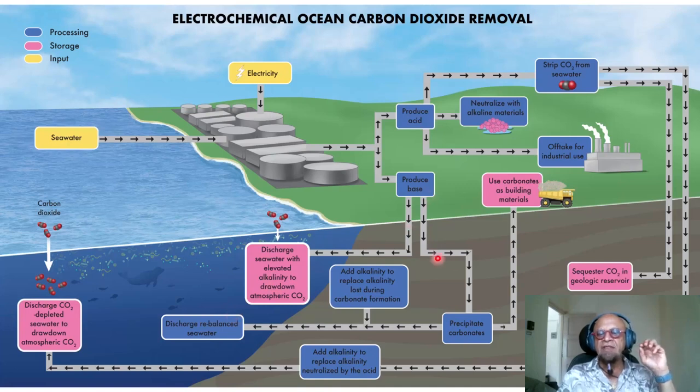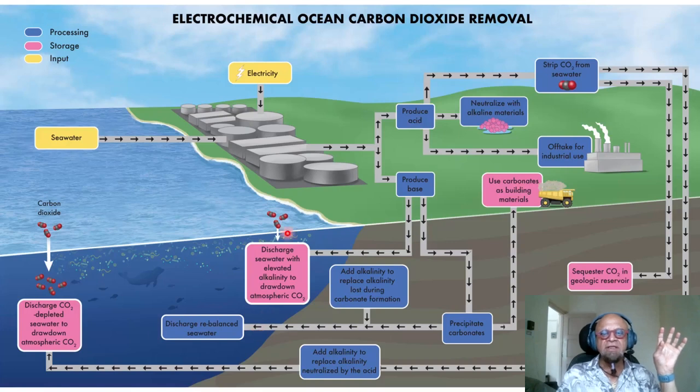And the other pathway goes to precipitating carbonates, CaCO3, and add alkalinity to replace alkalinity that is lost during carbonate formation. So Ca2+ plus CO3 2-, you can look up the reactions. Basically, you are always moving pH or alkalinity around. Better to talk about alkalinity. And then again, you are discharging rebalanced seawater.